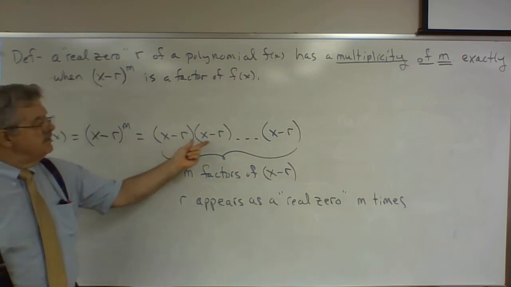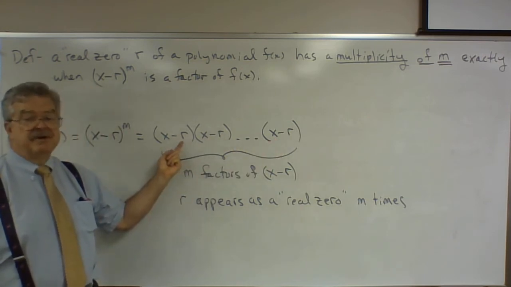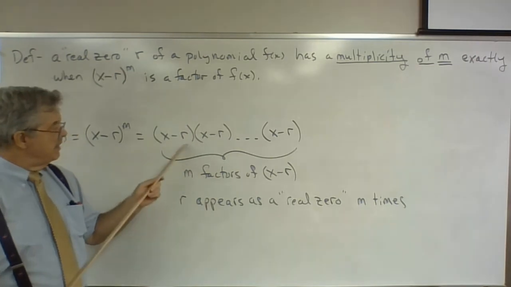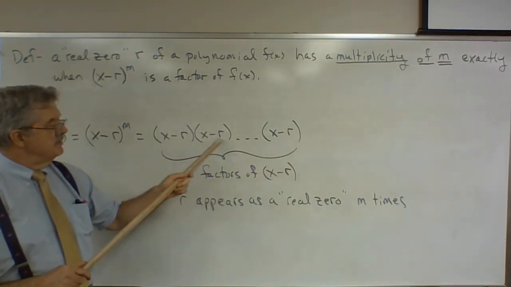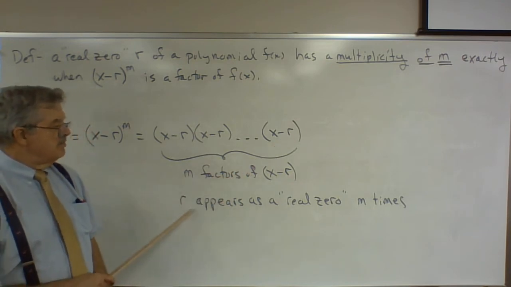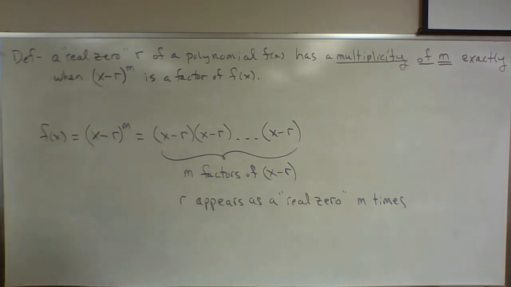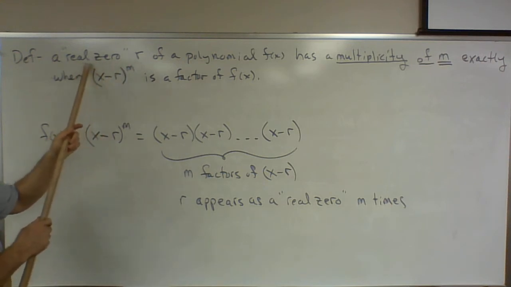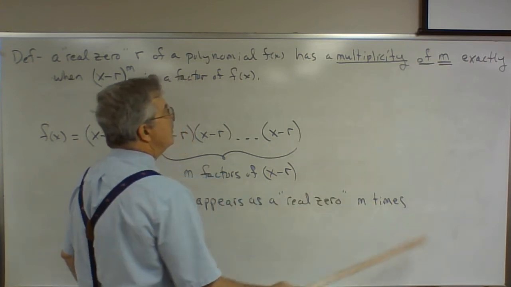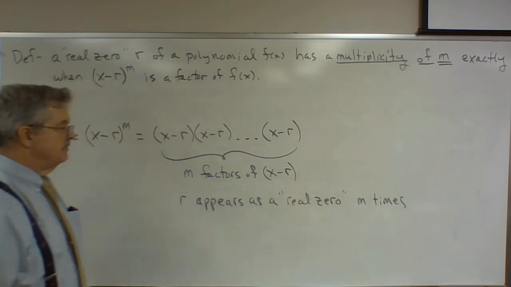And in each one of these factors, the real number r appears as a real zero. So r appears as a real zero here, r appears as a real zero here, r appears as a real zero here, r appears as a real zero m times. And because of that, we call r a real zero with multiplicity m, or r has multiplicity of m as a real zero.